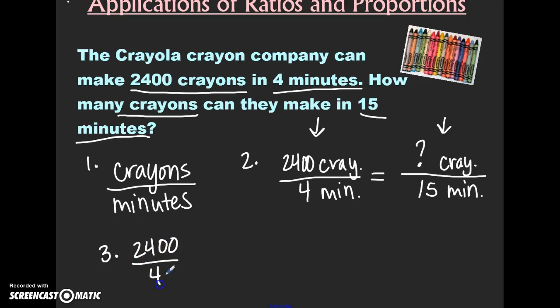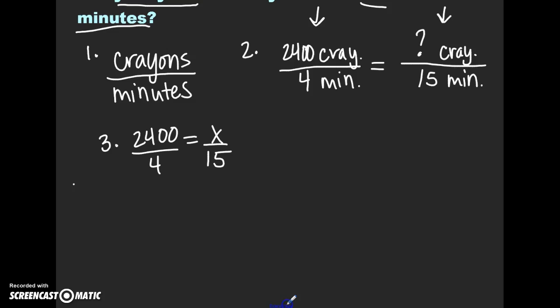2,400 over 4 equals x over 15. So I just got rid of the labels, turned my question mark into an x. So now I can cross multiply, solve for x. So my one diagonal here, 4 times x, is 4x. My other diagonal, 2,400 times 15, which if I do that in my calculator, it's 36,000.